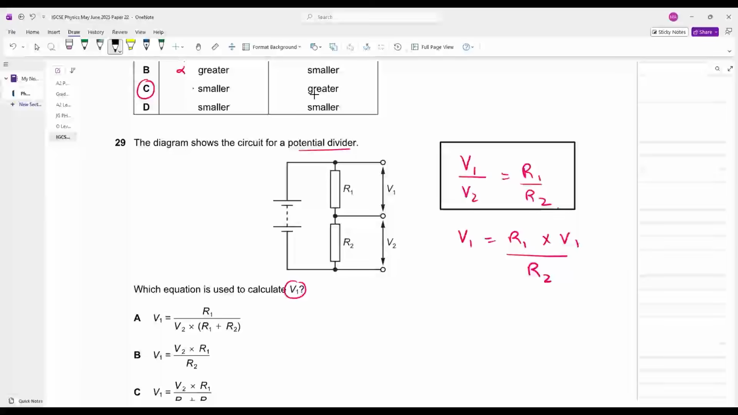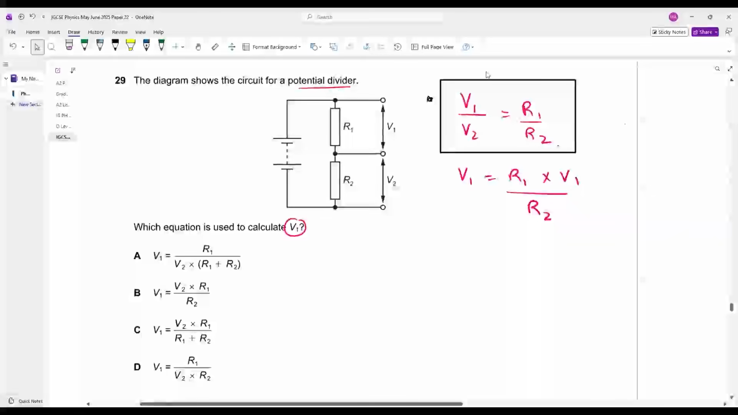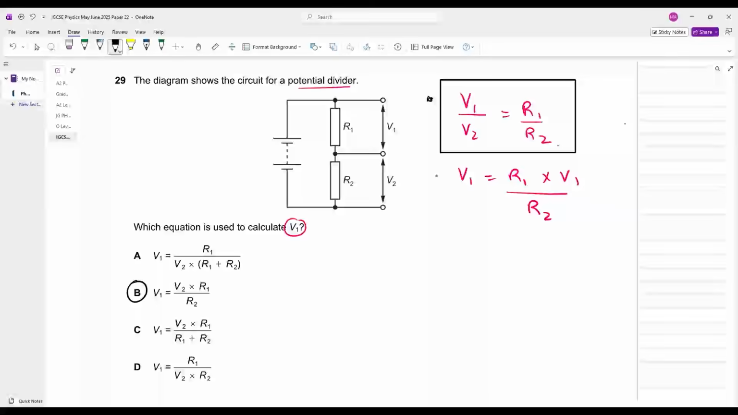Always remember that. In this equation for potential divider, V1 is the voltage across resistor 1. R1 is the resistance of the first resistor. V2 is the voltage across the second resistor. R2 is the resistance of the second resistor. Any answers like that? B is your answer.